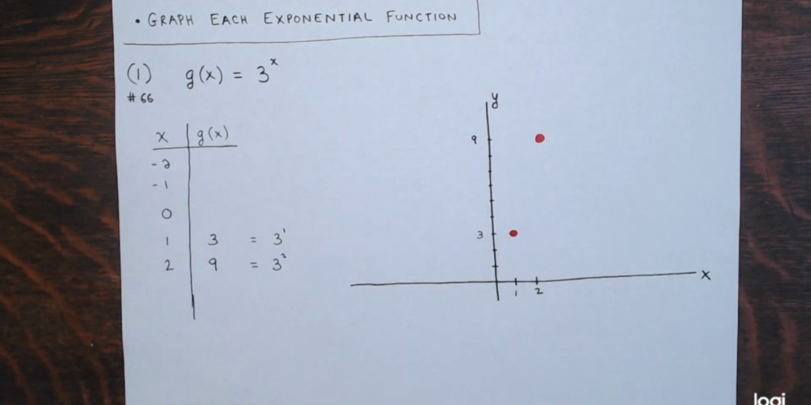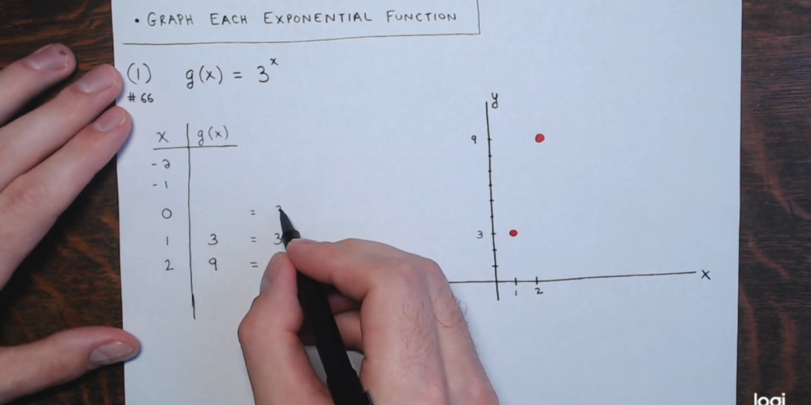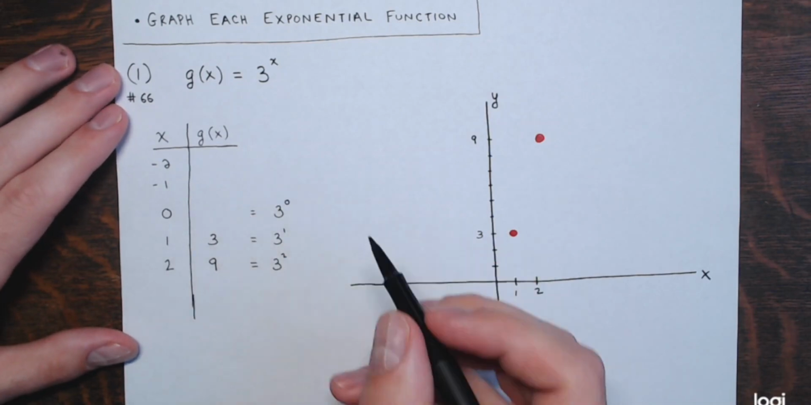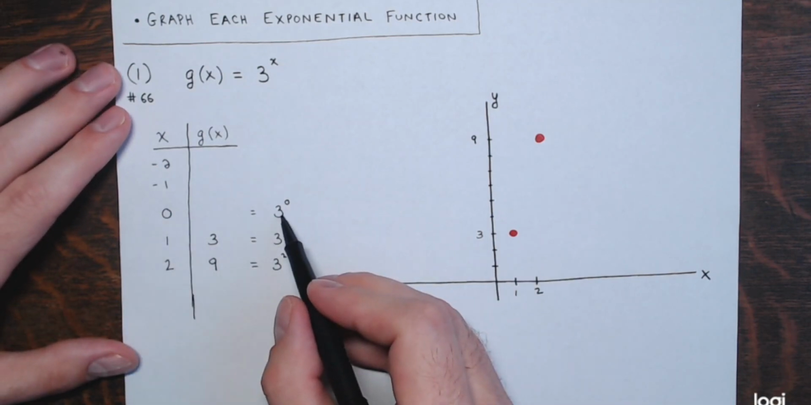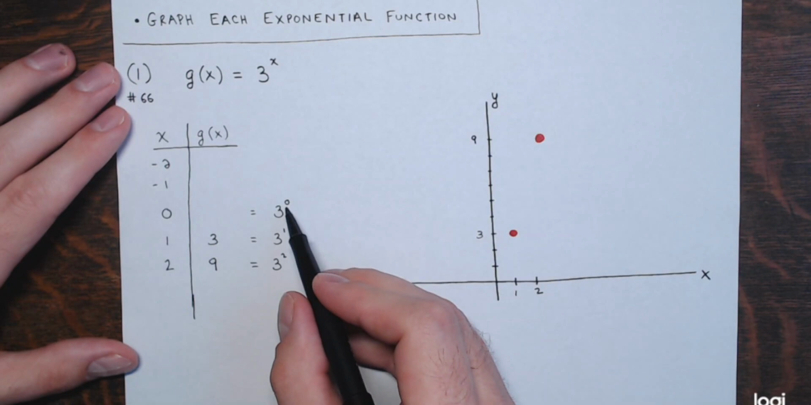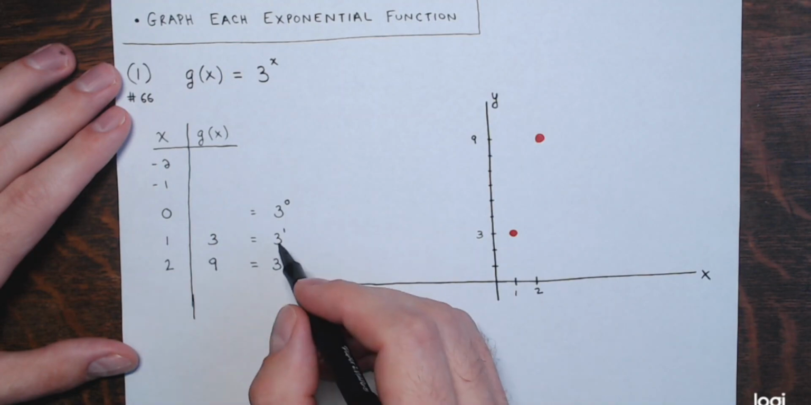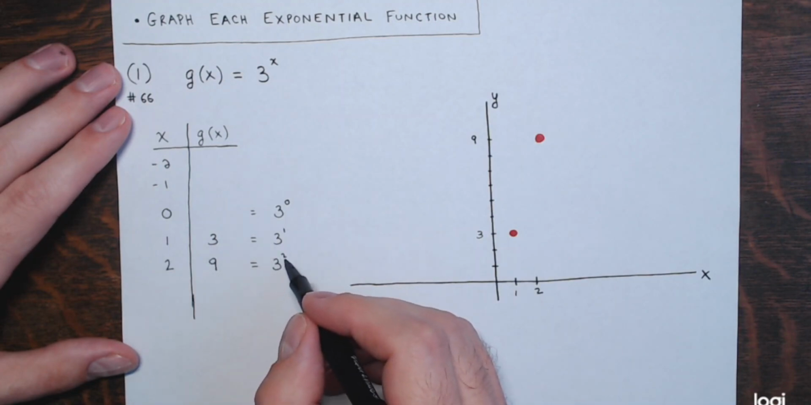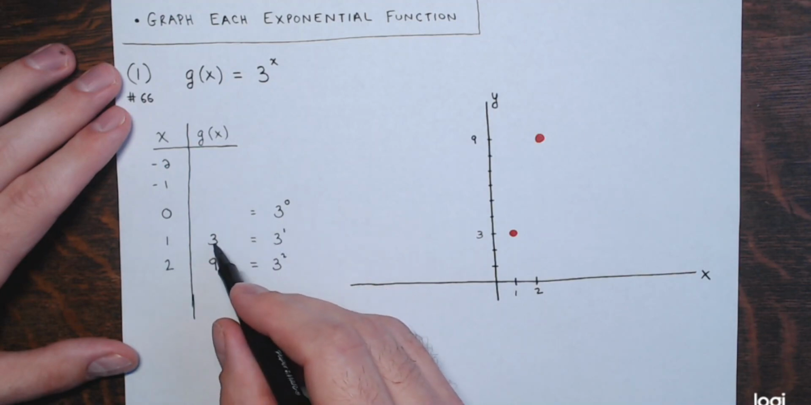Now, this tends to trick a lot of people the first time they see it. If I plug in 0 for x, 3 raised to the 0 power is not 3 times 0. This is not 0. Follow the pattern here. See that 3 to the second was 9. I decrease the power by 1. All that does is divide the output by 3. 9 divided by 3 is 3.